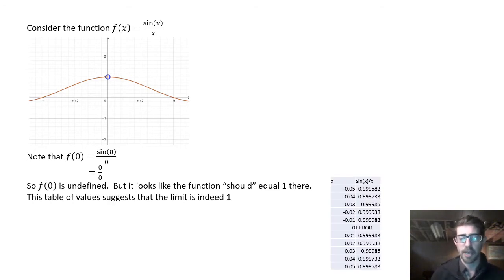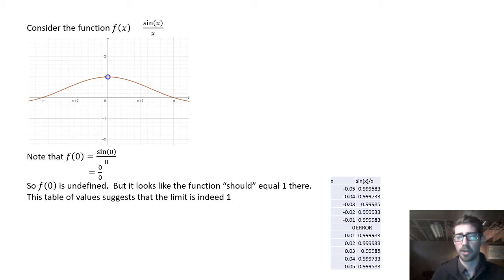If we look at a table of values, that makes it even clearer. As we approach 0 from either direction, from the left or from the right, it looks like the values in this column are converging to 1 from either direction. In other words, if you had to fill in that hole, you would probably put the number 1 in there, and you'd be correct. That's not proof, it's just what it looks like.